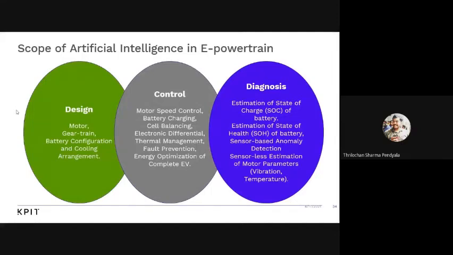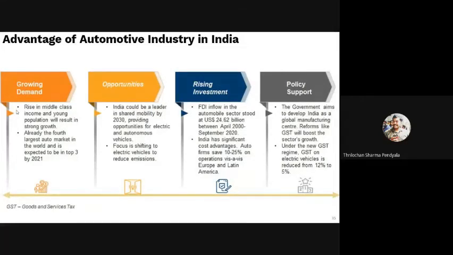Moving on to the next slide. Now, advantage of automotive industry in India. Some of you might be looking into a career in the automotive industry, either based on the new technologies or the prevailing technologies in India. We can see the statistics here clearly. The four main factors why the automotive industry in India is good for a career choice: growing demand, opportunities, rising investment, and policy support. It's clear. I'll just wait for 15 seconds for you to go through.